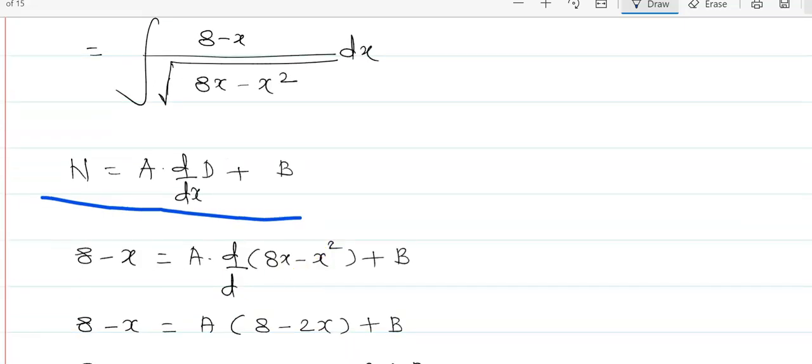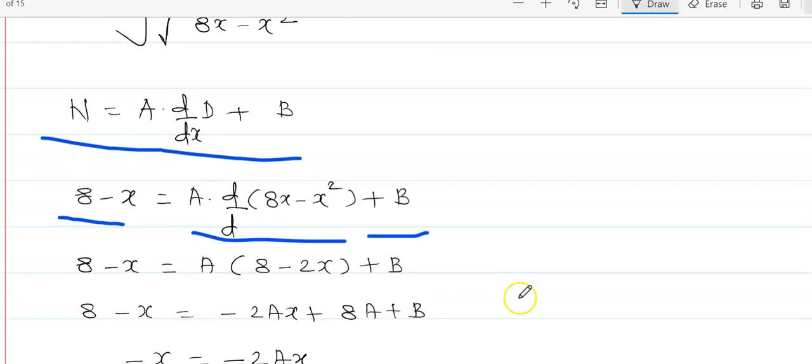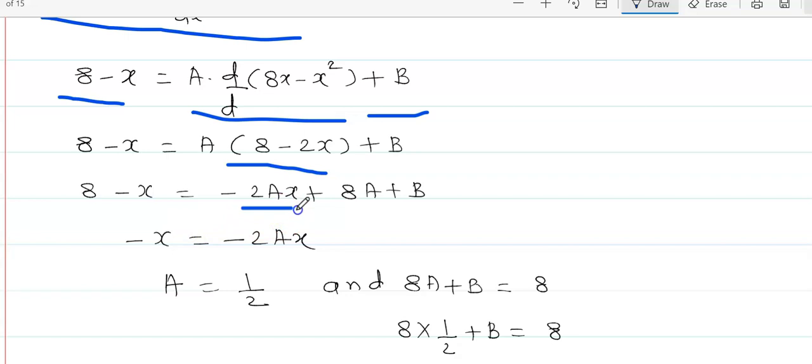Therefore, what is the numerator? 8 minus x equals a into the derivative of the denominator plus b. Find out its derivative, so 8 minus x is equal to a into (8 minus 2x) plus b. Again we equate the coefficient of x and the constant. This is the constant, and this is the coefficient of x.